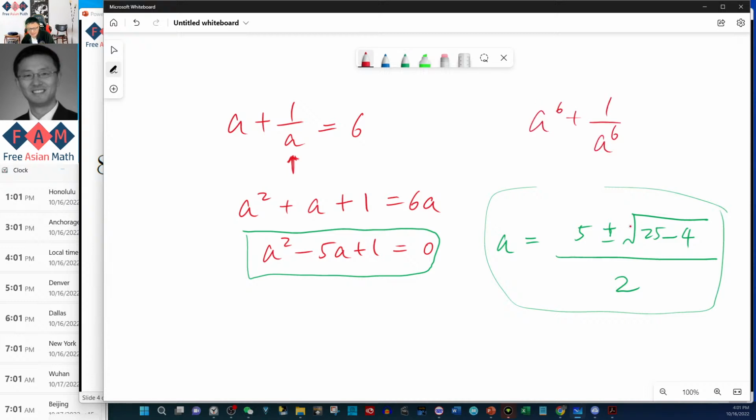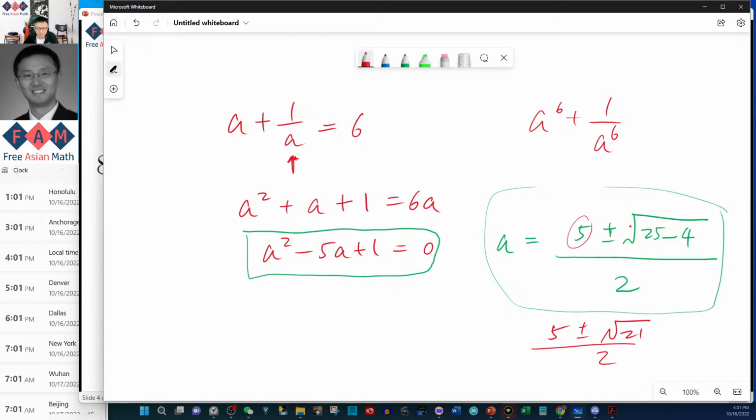But the problem is that this is prohibitively difficult because this is not a nice radical. You have a 6 and a radical term here. So this is 6 plus or minus the square root of 32, over 2. Both are irrational numbers. So we don't want to take such an approach.